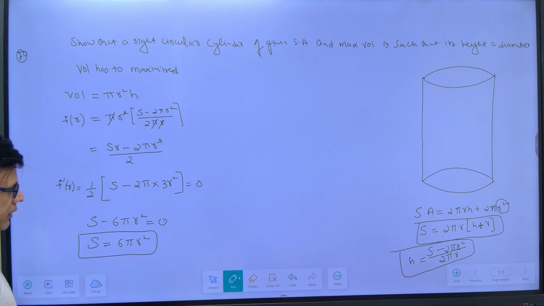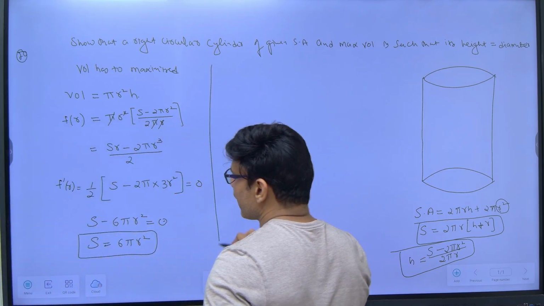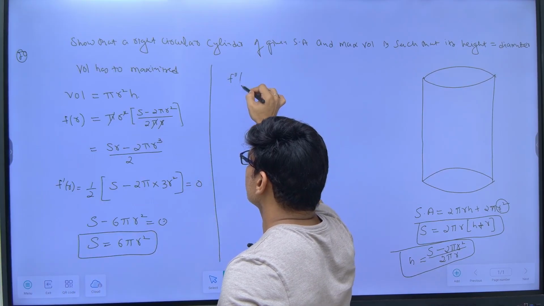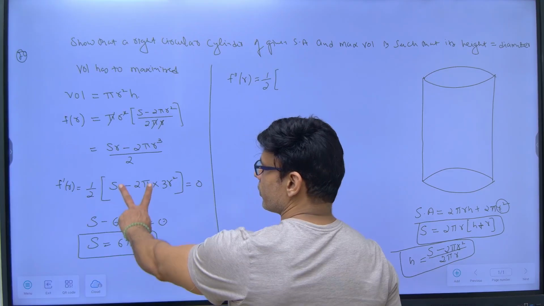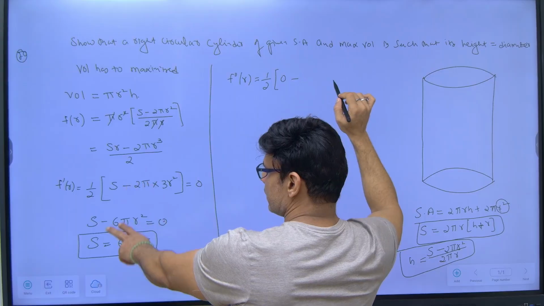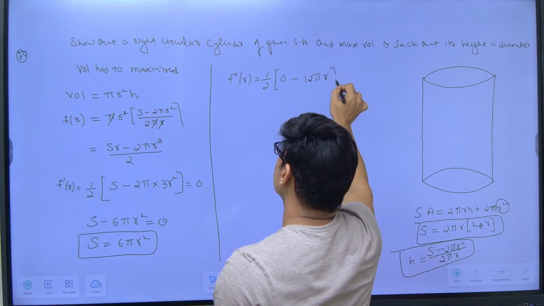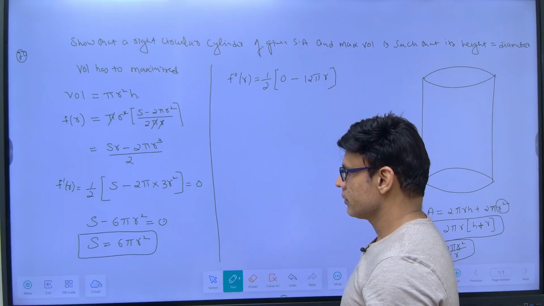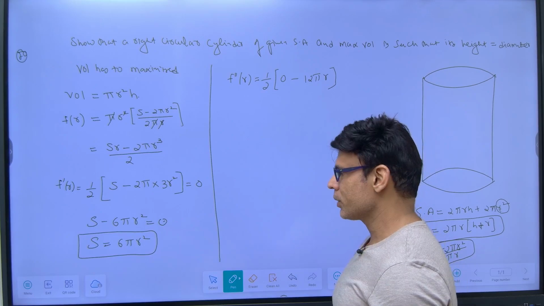Now I have to check whether this function actually has a maxima or not. For that I have to further differentiate this. So what is F double dash R? 1 by 2 you take out, and now you have to differentiate. S is 0, minus, this 6 pi R square will become what? 12 pi R, right? From here R should come, right? R is under root of S upon 6 pi.